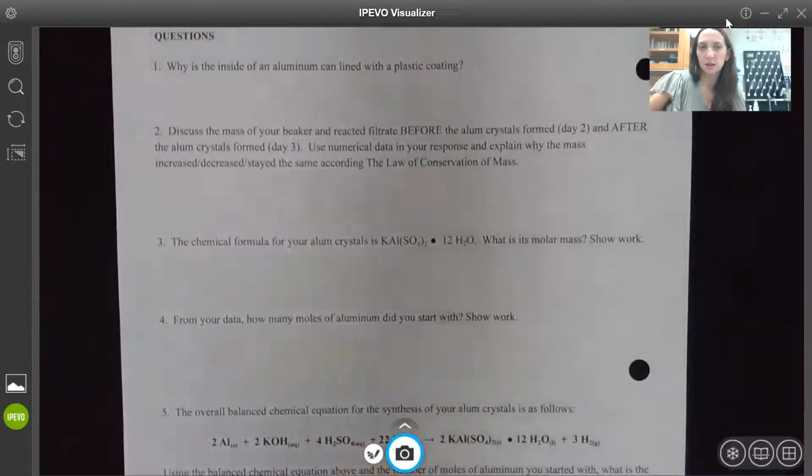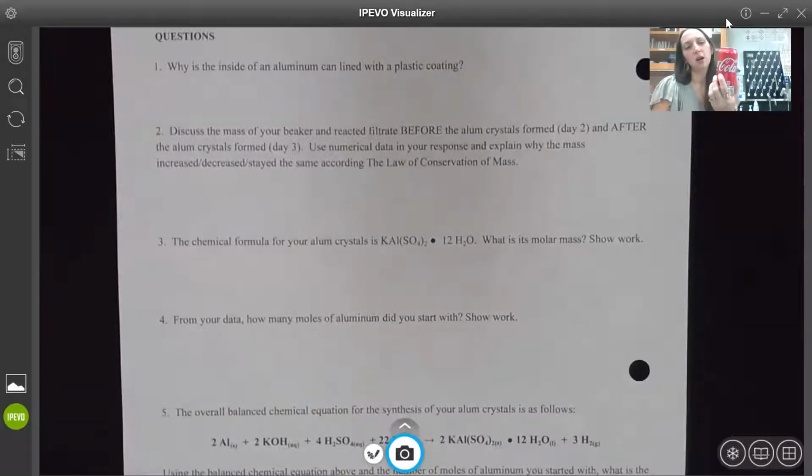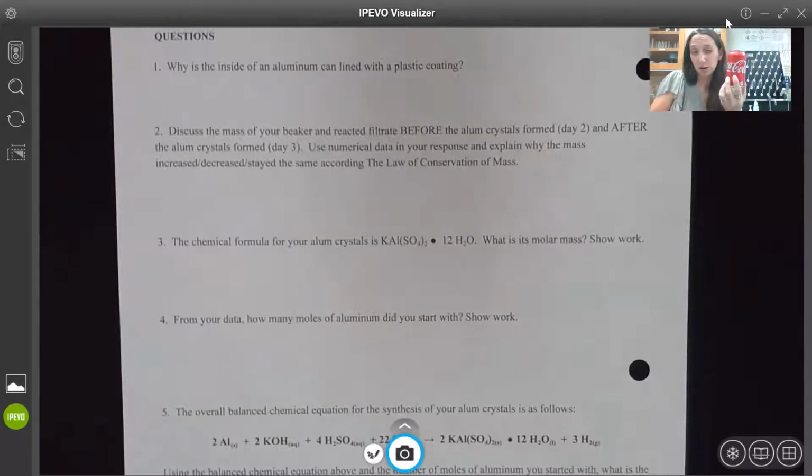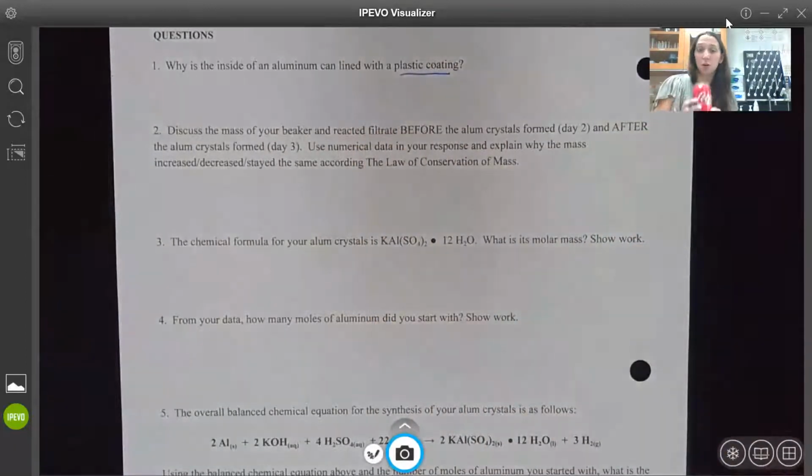First question is, why is the inside of an aluminum can lined with a plastic coating? All right, so why is there, between the Coca-Cola and the aluminum, a plastic coating? Coca-Cola has lots of different ingredients. It also has carbonation to it. And when carbon dioxide dissolves in water, it's going to form a little bit of carbonic acid. See if that helps you think about why there is a plastic coating that we had to scrape off before we reacted our aluminum. That one we've actually talked about in class before this point.